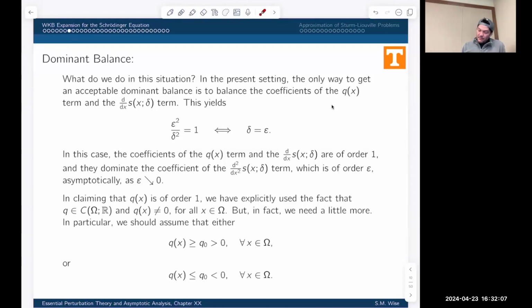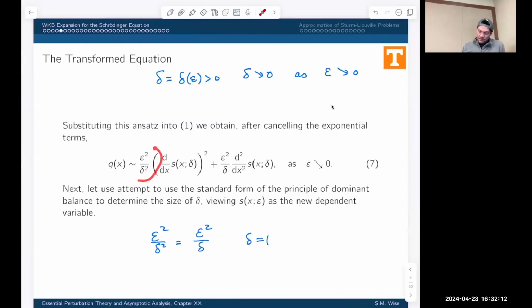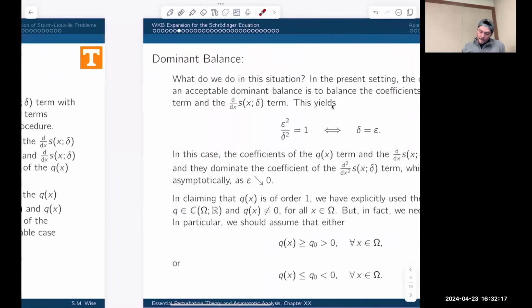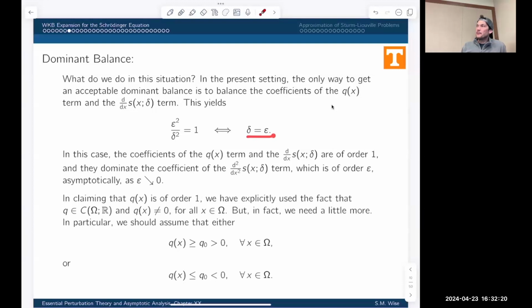If we do that balance, then we get epsilon squared over delta squared is equal to 1. So here's that term, and it's equal to the order 1 term. So this implies that delta is equal to epsilon. This was what was intended. In this case, the coefficients of the term Q and the first order derivative are order 1. And now it's okay because what's left over for the highest order derivative term is order epsilon. So 1 definitely dominates order epsilon as epsilon goes to 0.